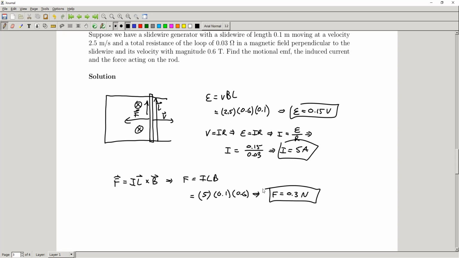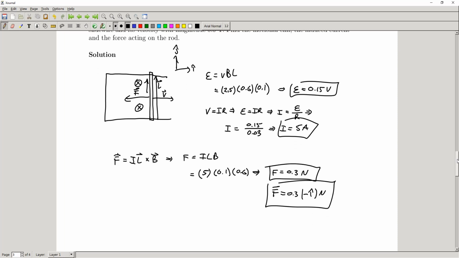I haven't set up a coordinate system, so I can't refer to it as any sort of negative i hat direction, but I guess we could, right? We could set up some coordinates like this. If this is i hat, this is j hat, then it points in the negative i hat direction, right? Something like that. Okay, so that would be our slide wire generator example.